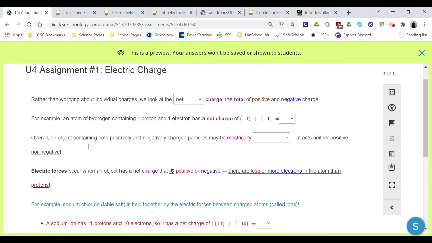So, for example, that atom of hydrogen that we saw on the previous page had 1 proton and 1 electron. Those are both charged particles. But together in the atom, that +1 and that -1 charge cancel out. +1 and -1 added together makes 0. Okay, so overall, something that has a bunch of positively and negatively charged particles can be electrically neutral. In other words, it's not really acting positive, it's not really acting negative. All those charged particles are still there. They don't annihilate each other and disappear forever.